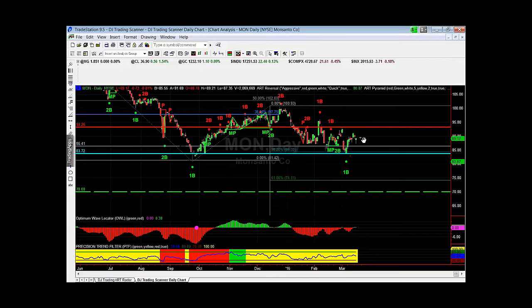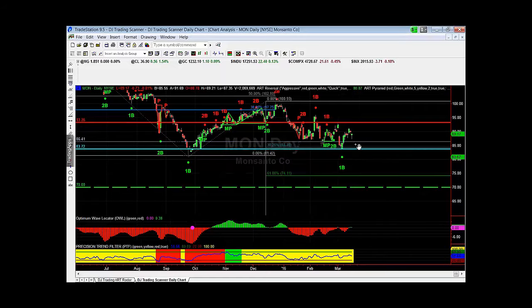Okay, so I got an entry price, a stop price, and a target price, this green line down here. So it has not hit my entry price yet. It came down really, really close. The resolution on the screen doesn't show a gap, but there is a gap there. So if price gets down to 83.72 on Monsanto, I'm going to go buy a put contract for this.